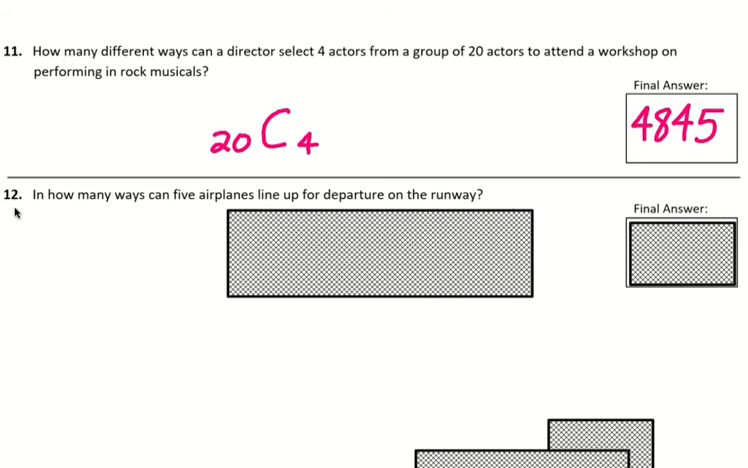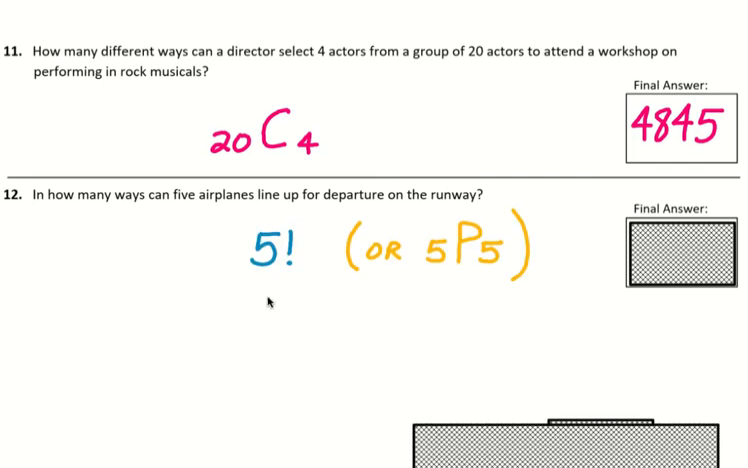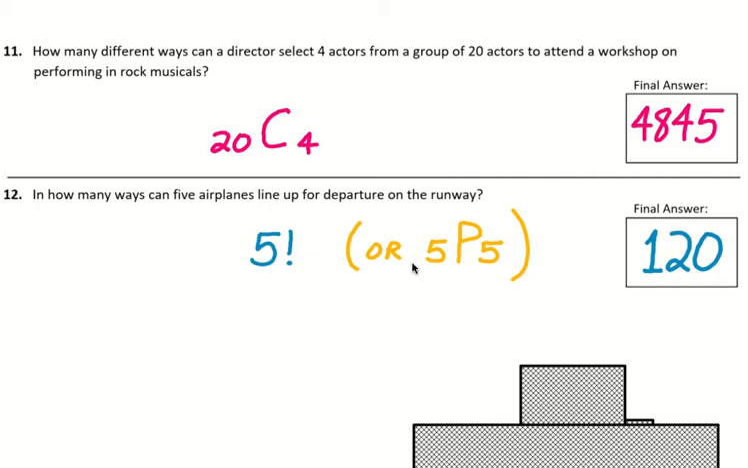Just the combination formula in a problem like number 11, okay? And number 12, in how many ways can 5 aeroplanes line up for departure on the runway? Well, let's see. I gave both ways. You can do counting principle, 5 times 4 times 3 times 2 times 1, which is 5 factorial. Or you can think of it as a permutation question. You've got a group of 5 airplanes and you want to figure out how many groups of 5 you can make from the 5 where order matters. Either way, the answer is going to come out to be 120.